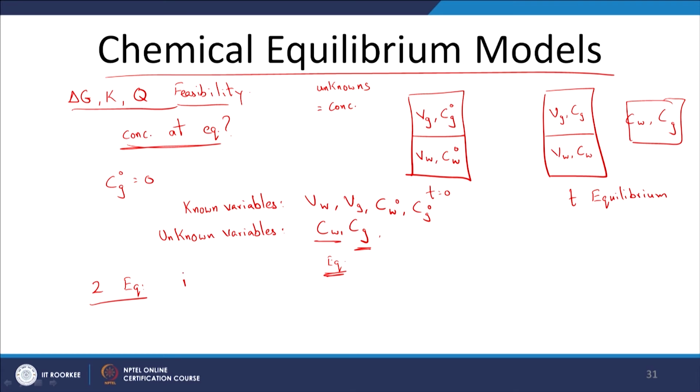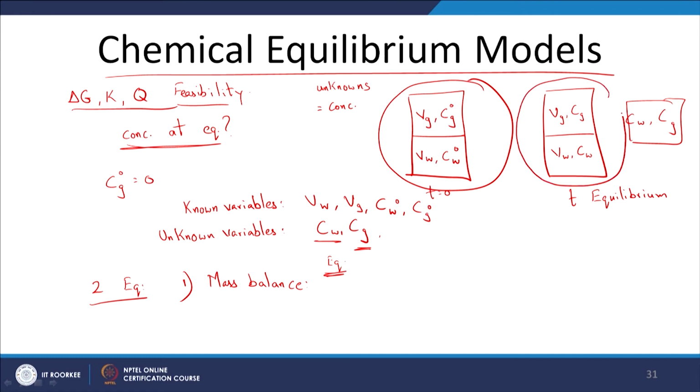The first aspect that we always look at is the mass balance. Mass is always conserved. So, what does this mean? It means that the total number of moles of the compound initially is equal to the number of moles of the compound at equilibrium. Whatever is happening, the moles from water might move to gas or vice versa, but the total moles is constant. So, what does that end up meaning?